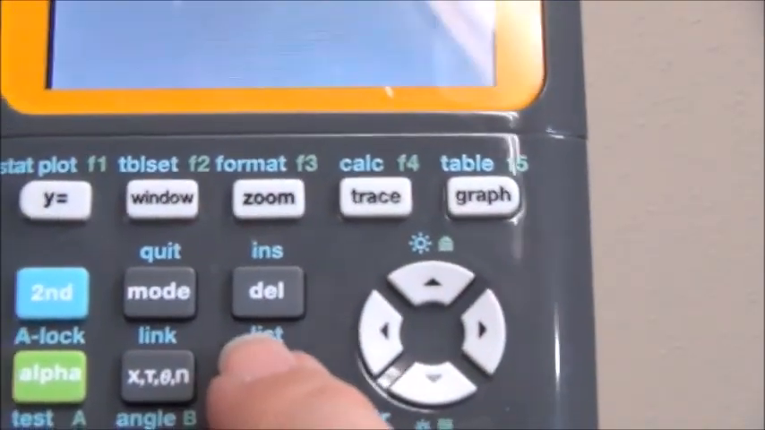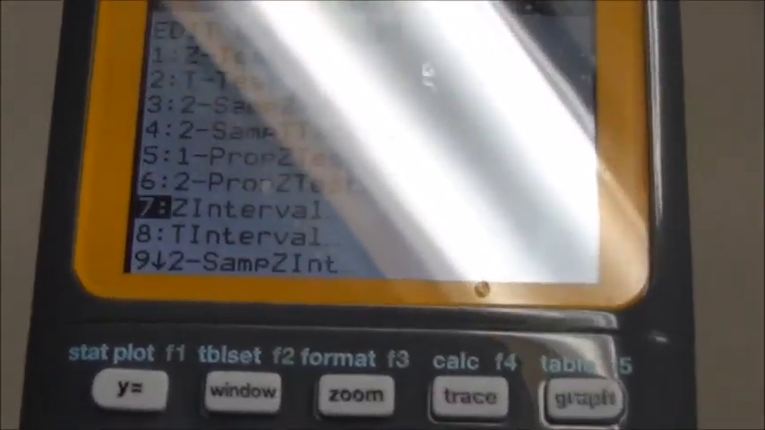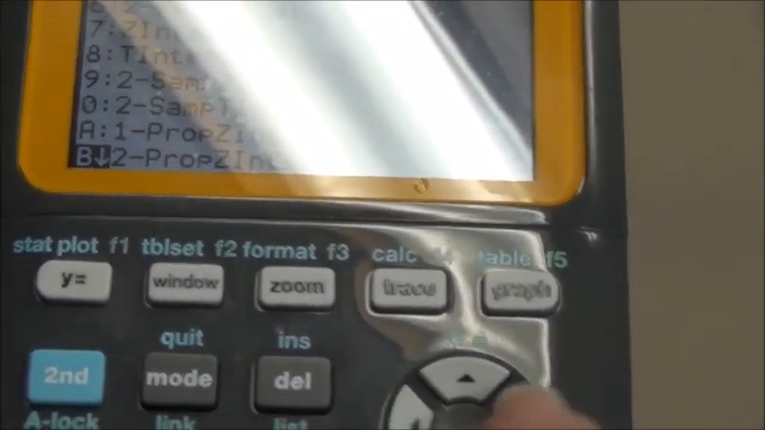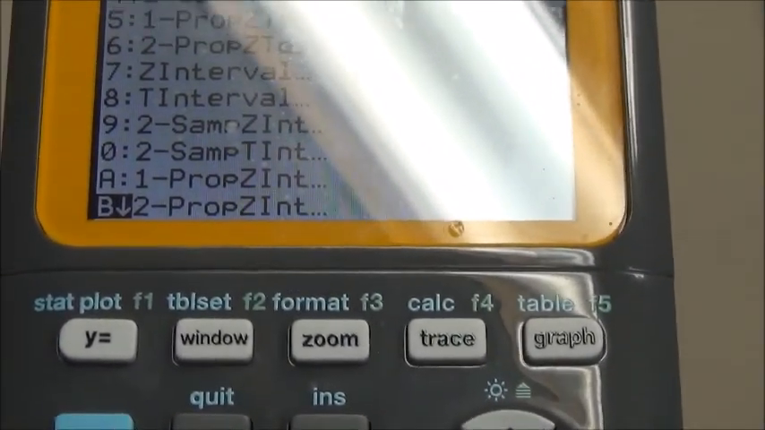So on this one, our claim is that there is no difference, so that would be the one with the equal, the null hypothesis. Okay, so we are going to go ahead and press the stat button, cursor over to tests, scroll down to B for 2 proportion Z interval, and then type in our appropriate values. So I hit stat, went over to tests, and I'm going to cursor down to B. You want the 2 proportion Z interval test, and then I'm going to enter on that.